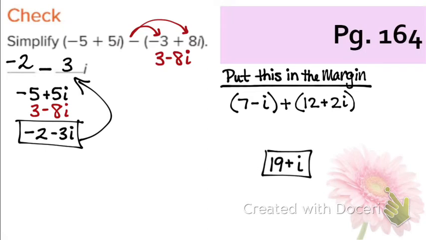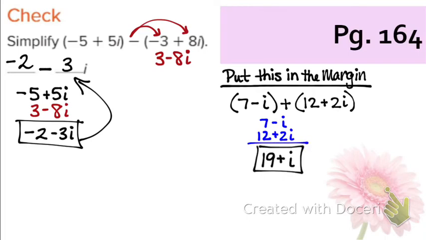When we're doing this addition, all we have to do is line the real parts up, line the imaginary parts up, and add them together. 7 plus 12, I get 19. Negative i plus 2i gives me i. I don't know why your book didn't have an example of addition, but they didn't.